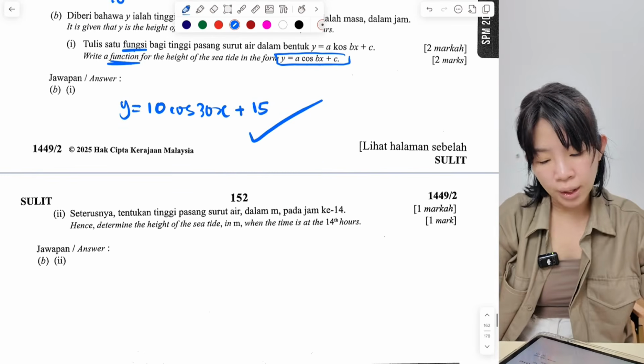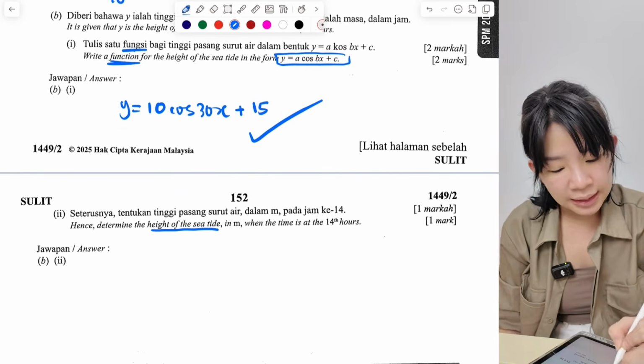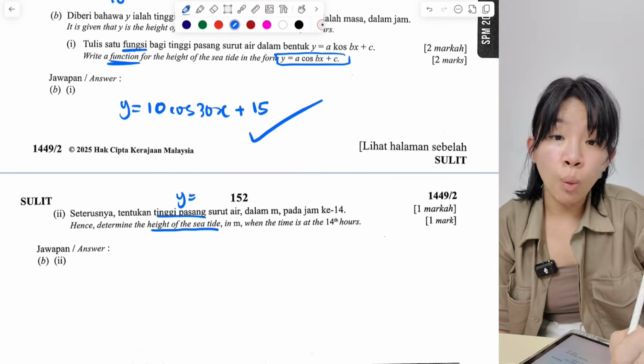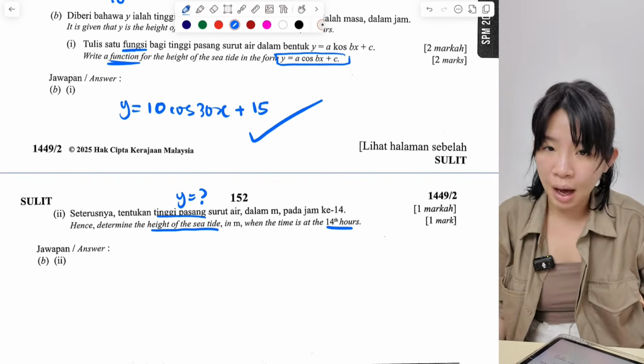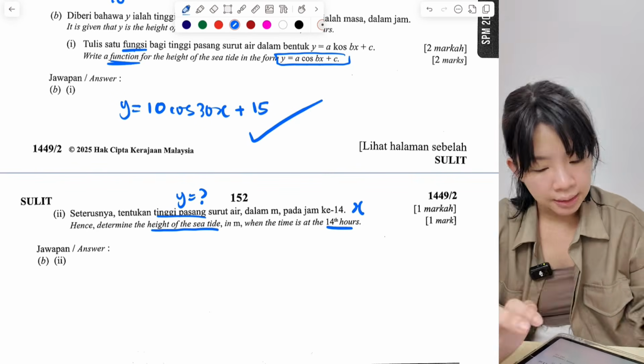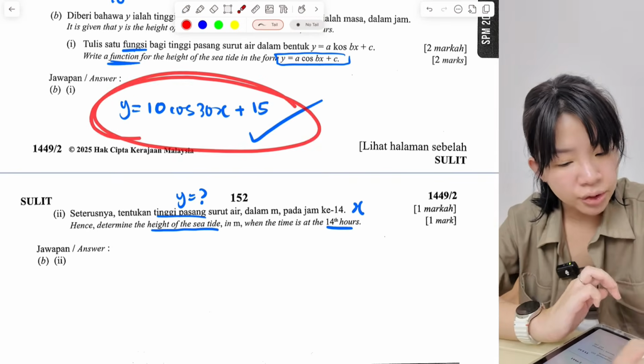Okay, so now part 2. Hence, determine the height of the sea. Tentukan tinggi. So meaning we need to find y. What is the y when the time is at the 14th hour? So the x is 14. Okay, so now we can use this function, this equation, to find it.